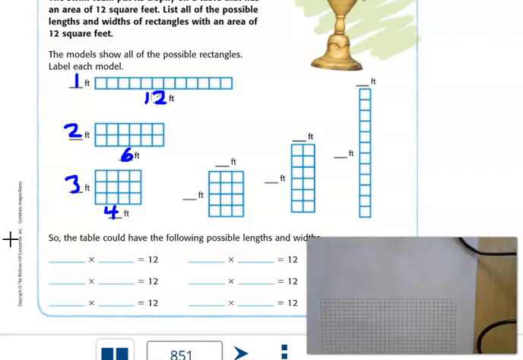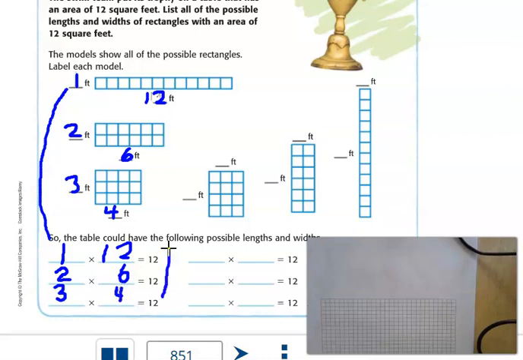So to fill in the table of the lengths, I would have one that is 1 by 12 feet, and that matches the first. I'd have one that is 2 feet by 6 feet to match this one, and one that is 3 feet by 4 feet, and that matches. Then you match up these ones, which are just rotated versions of these. Because of the commutative property, we can rotate them, and you'll have the same factors in a different shape. That is going to fill in this side of the table.